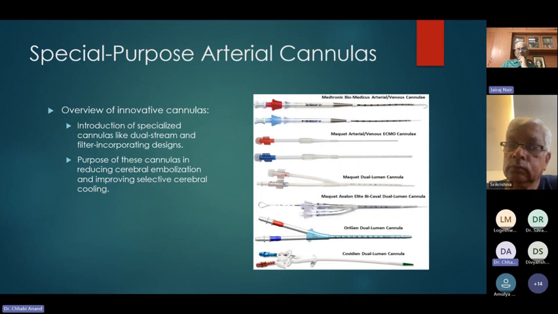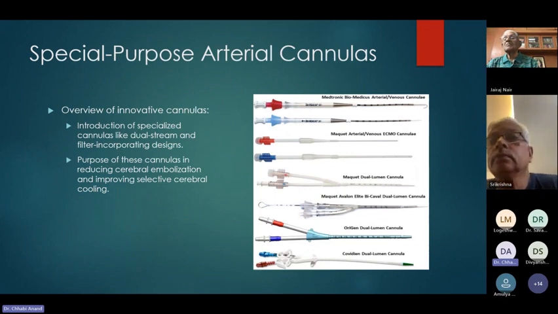So in the image you can see this Mackett dual lumen cannula, then venous ECMO cannulas, Medtronic Biomedicus arterial venous cannulas, Covidien dual lumen cannulas.